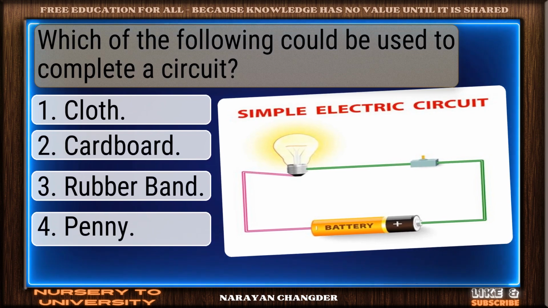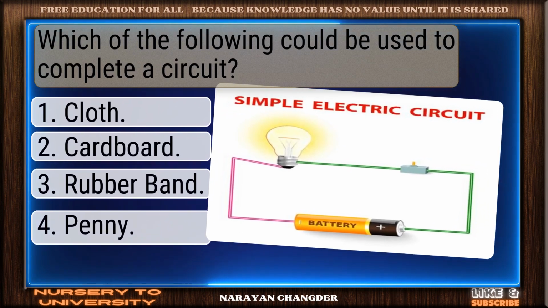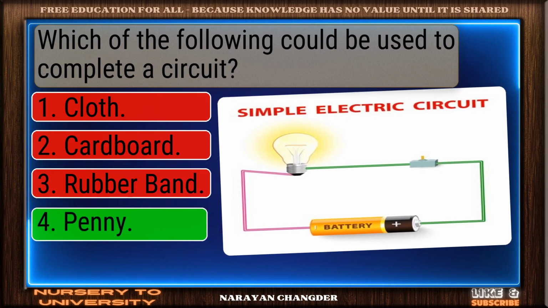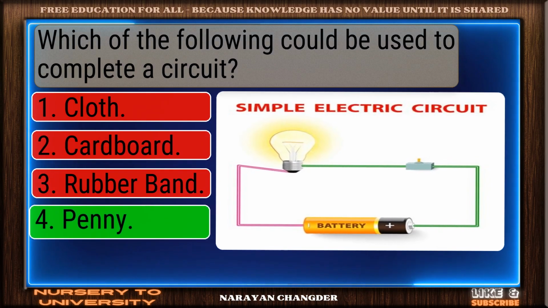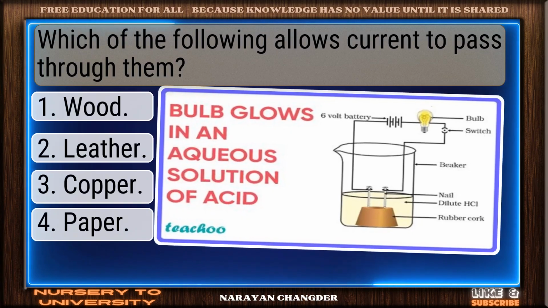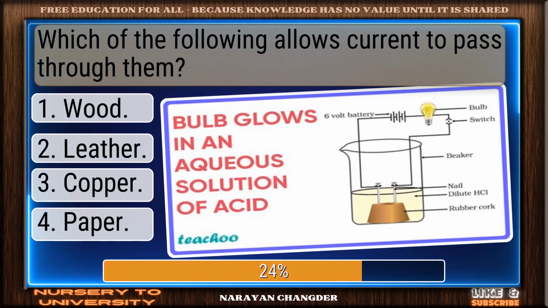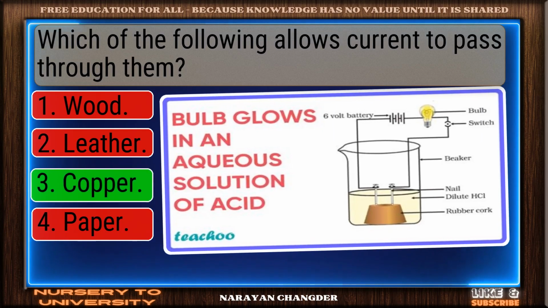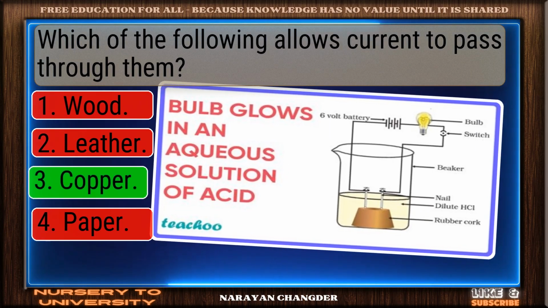Which of the following could be used to complete a circuit? Correct. Penny is the right answer. Which of the following allows current to pass through them? Sharp thinking. Copper is the right choice.